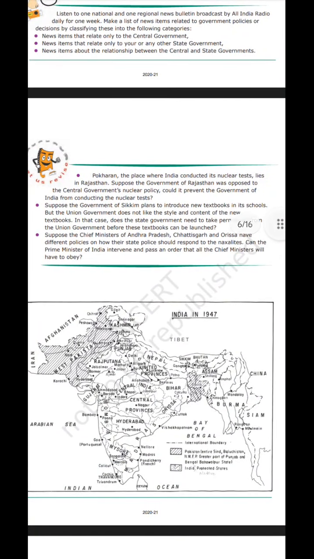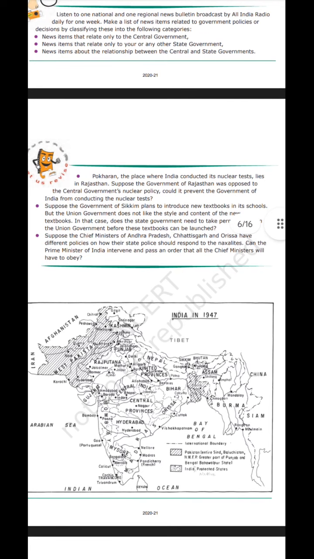Pokhran, the place where India conducted its nuclear tests, lies in Rajasthan. Suppose the government of Rajasthan was opposed to the central government's nuclear policy. Could it prevent the government of India from conducting the nuclear tests?